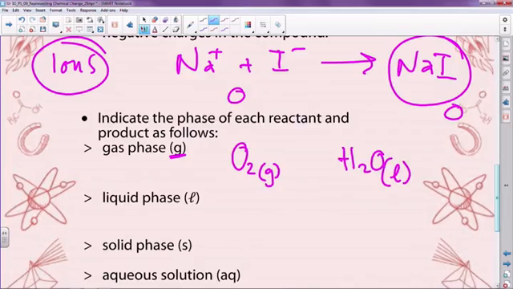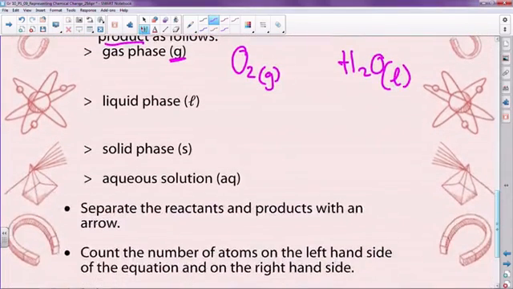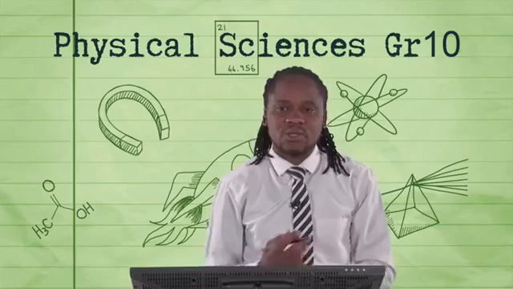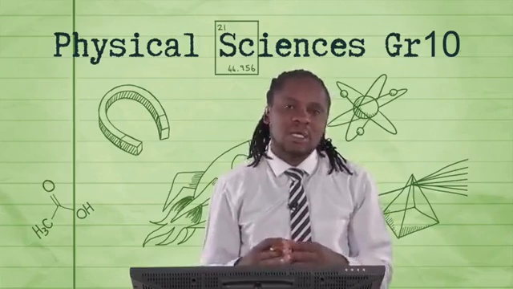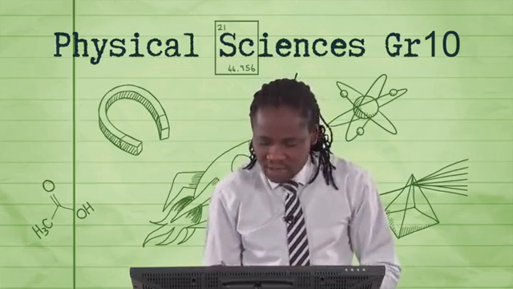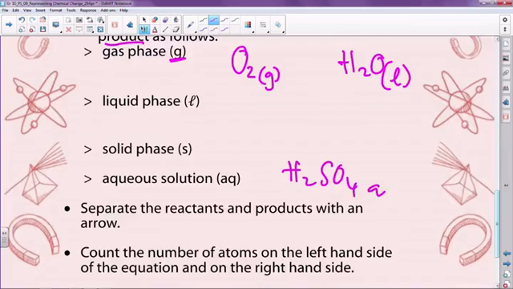So these three phases are also important in terms of indicating the phase of the reactant as well as the product. They become very, very key. Aqueous solutions, you can think of, for example, the acids which exist in liquid form. Take, for example, sulfuric acid. It will be H2SO4 aqueous. It means it's dissolved in a solvent or in water to give us that solution.